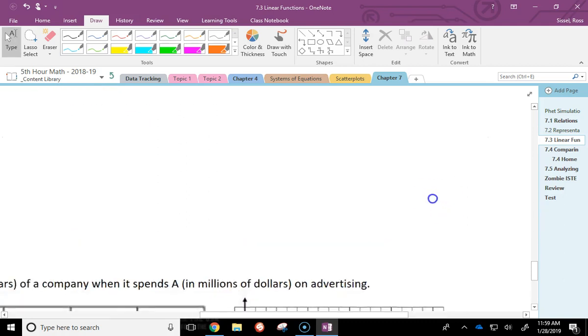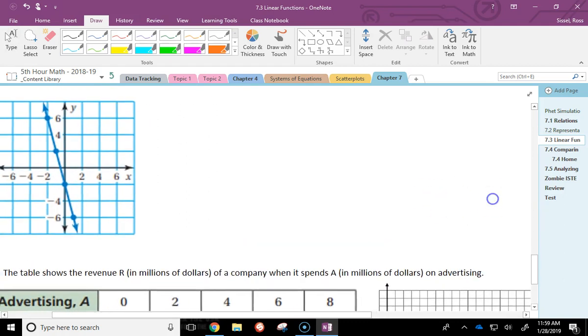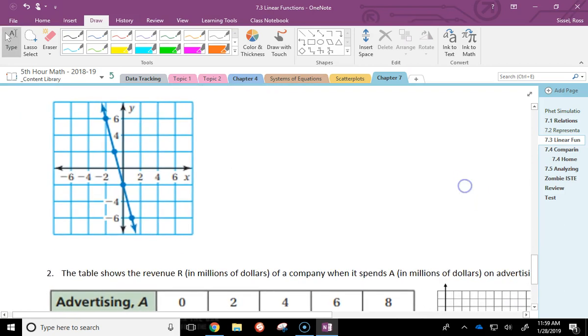Alright, this one is not in your foldable, so I need you to pay attention and see if you can do it. Wait, are you doing these with us? Yeah. Okay, let's look at this one. They gave us a graph. This is not in your foldable, so just follow along.